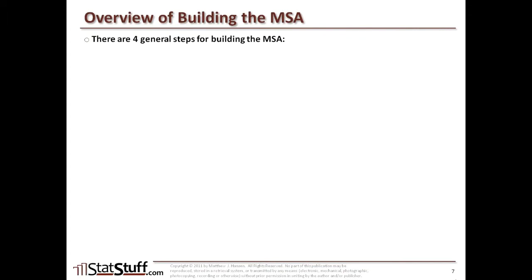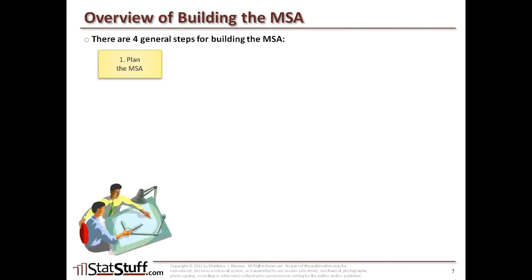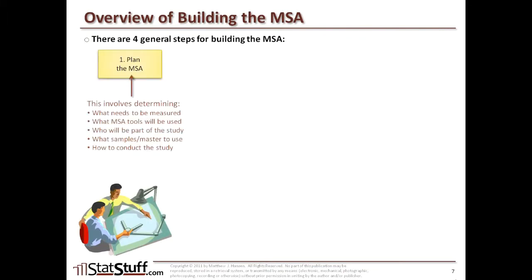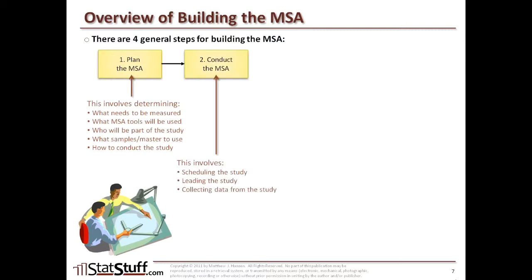The 4 general steps we're going to use for building the MSA begin with planning the MSA. That usually involves determining what needs to be measured, what MSA tools are going to be used during the MSA, and who's going to be part of the study itself, what samples or masters are we going to use for testing the accuracy, and how are we going to conduct the actual study itself. The next step is to actually conduct the MSA.